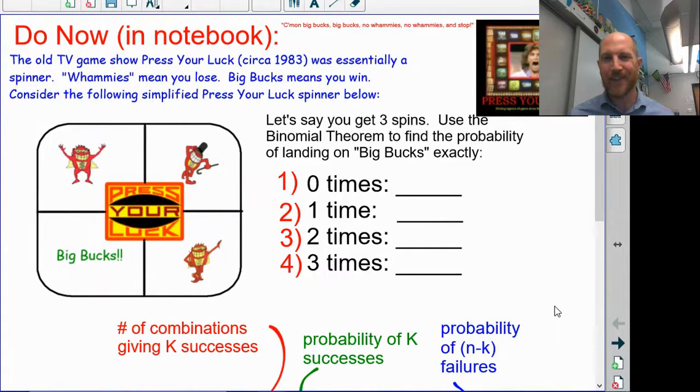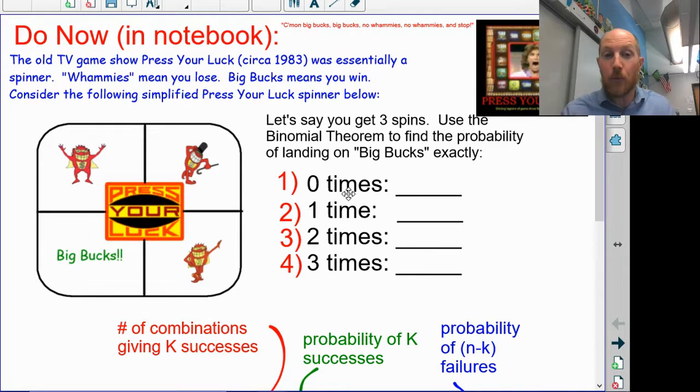It's based on the 1980s game show called Press Your Luck, which basically involved a spinner. To simplify it, we'll say the spinner looks like this. It's got four spaces. These little guys are called whammies. They mean you lose. And if you land on big bucks, you win. So calculate the probability for the following situation.